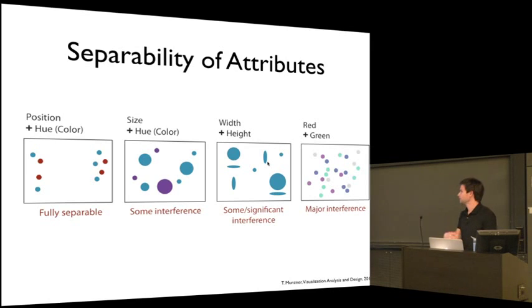And the last one where we have major interference is if we use different channels of color. So we have these primary channels of color, red, green, and blue. And if we mix them, then we get major interferences. And this is, of course, something that you don't want. So the thing that I want to convey here is that there are some visual attributes which can be combined, and some others, they can't be combined without influencing each other.